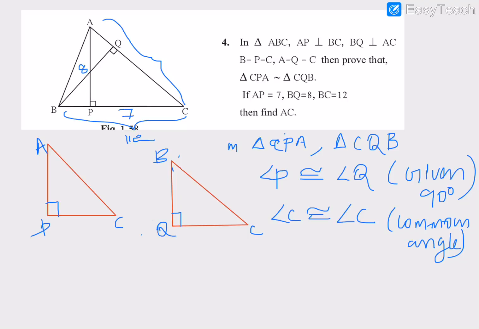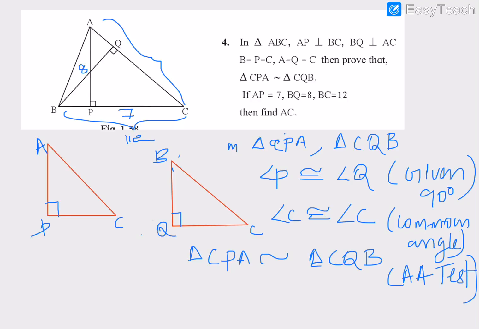So according to the AA criteria, we have got two angles of these two triangles CPA and CQB that are congruent, so we can write that triangle CPA is similar to triangle CQB. We also have to write the reason. The reason is by the AA test. So we have got that the two triangles are similar.